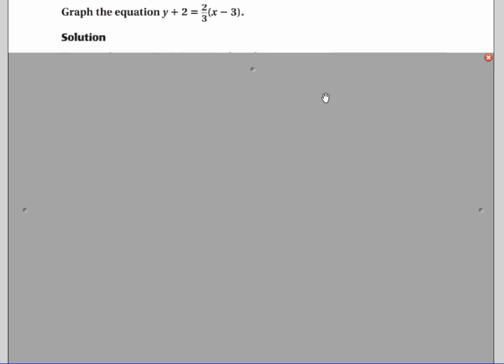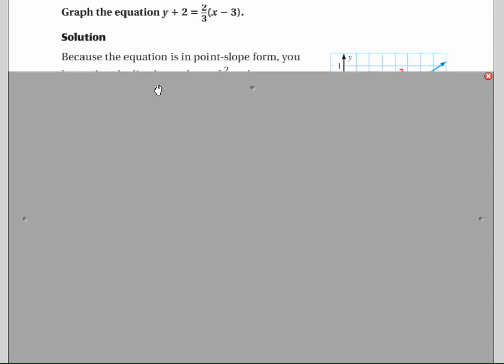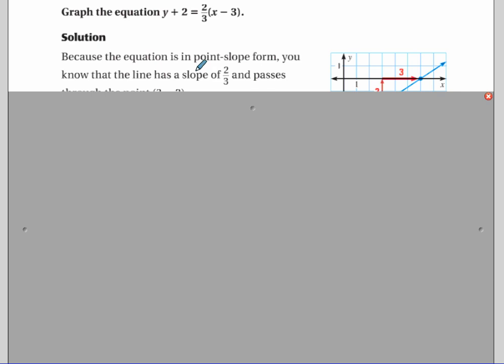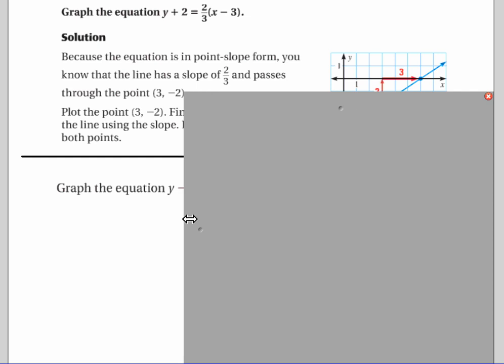So if we wanted to graph this information, given the equation of a line in point-slope form, okay, the first thing I'm going to look at is that I have a slope of 2 over 3, and it passes through the point 3, -2. I got that from here. So 3, because this is positive 2, I know that in the formula it's actually y minus y1, so I know that it's going to be the opposite. So it's going to be -2. So I'm going to plot that point first.